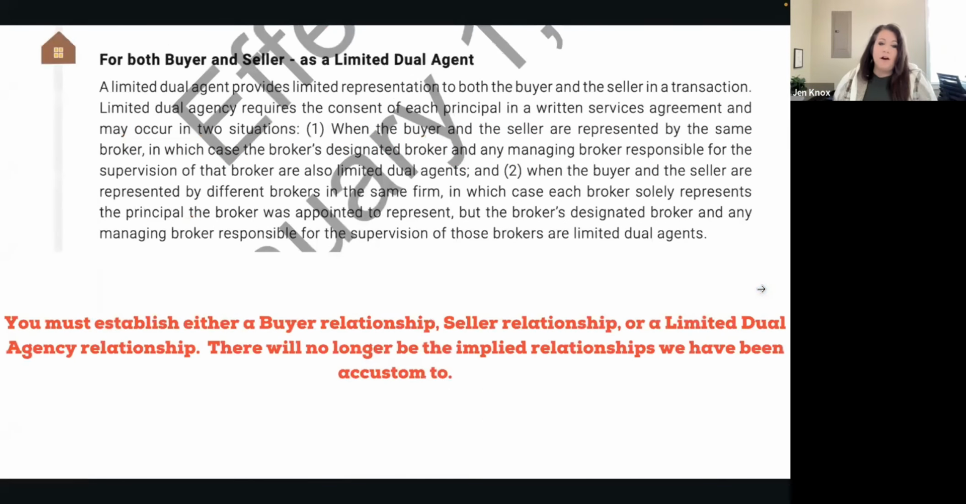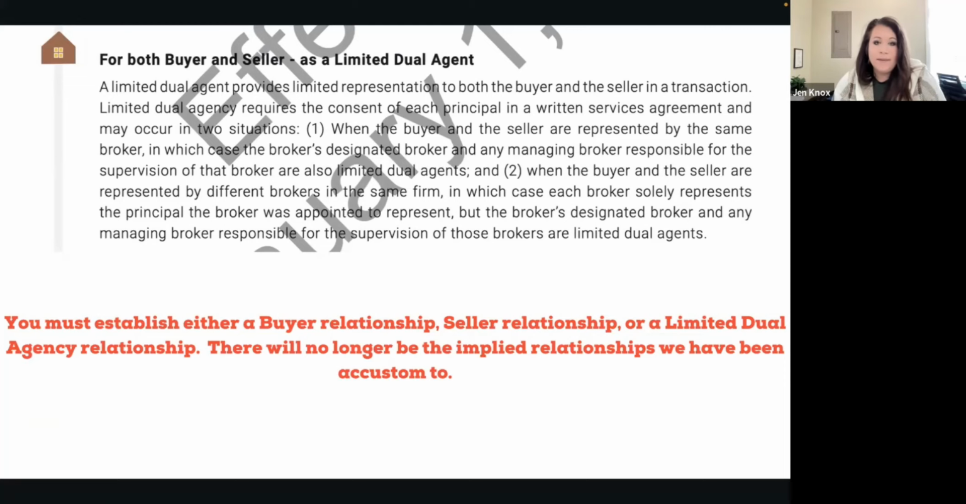We will also have the option of discussing dual agency with our clients, and come 2024, they can actually say no to you becoming a dual agent. So think about how we're going to be explaining what that means. The dual agency that they can object to is you, as their agent, representing a buyer and a seller in your transaction.